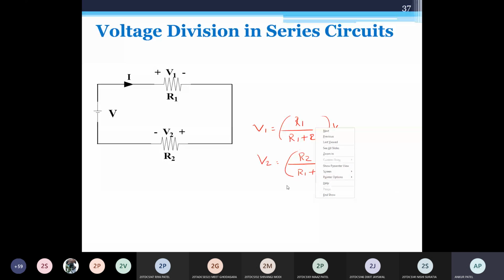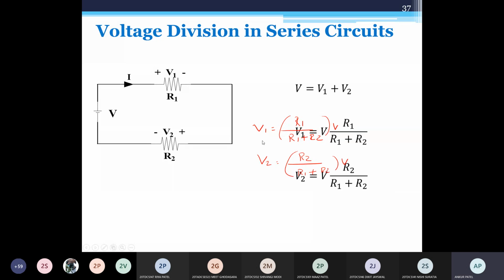Okay, anyone having doubt regarding this voltage divider rule? No, sir. Okay, good.